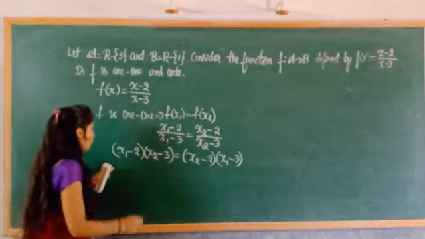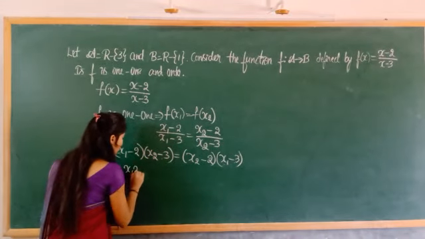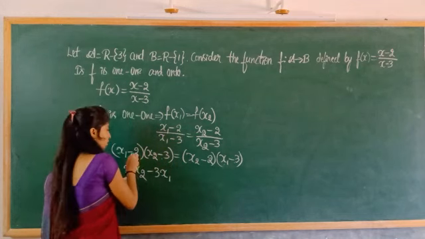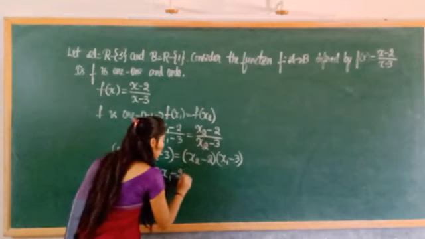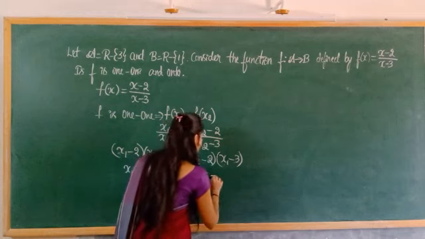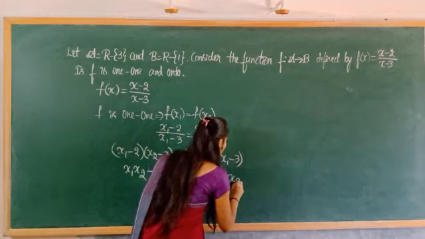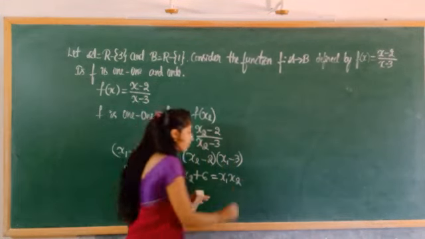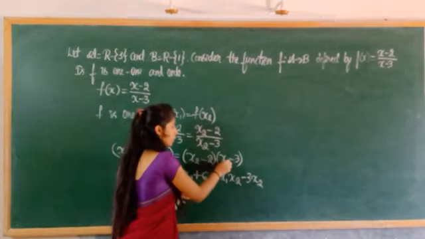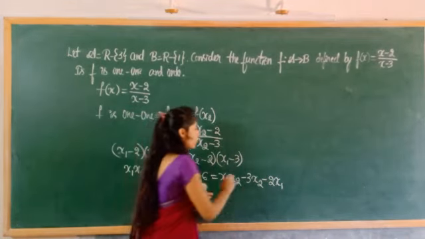Now multiply the terms. x1 into x2, and next is x1 into minus 3, that is minus 3x1, and next is minus 2 into x2, that is minus 2x2. Then minus 2 into minus 3 that is plus 6, is equal to x2 into x1, that is x1 x2. Then next is x2 into minus 3, that is minus 3x2. Then minus 2 into x1, that is minus 2x1. Minus 2 into minus 3 is plus 6.